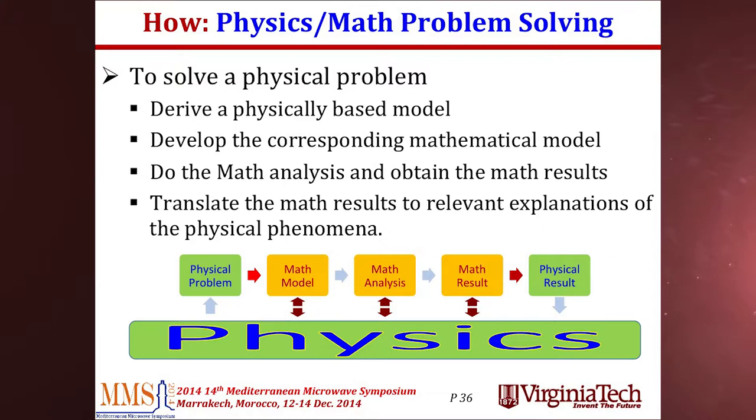So these are the steps. You need to derive a physically based model first. You need to develop the corresponding mathematical model. You need to do the math analysis and finally translate the math result into a relevant explanation of the physical phenomena. And if you don't do that, then I'm not sure which one is the pointer. Is this a pointer here?